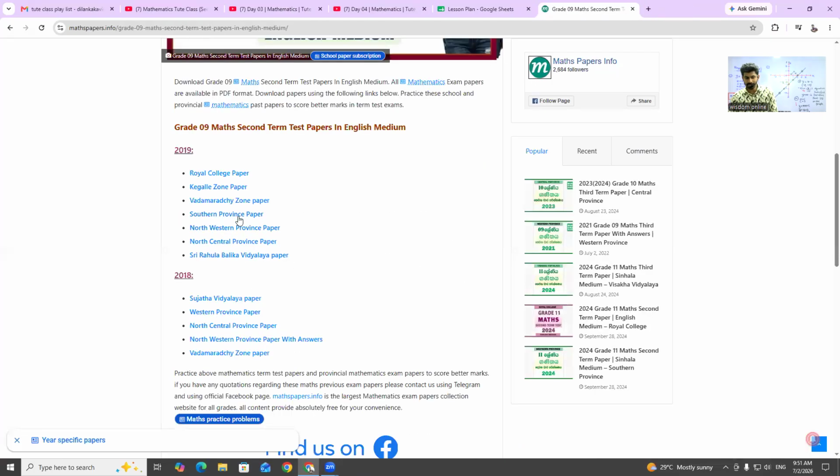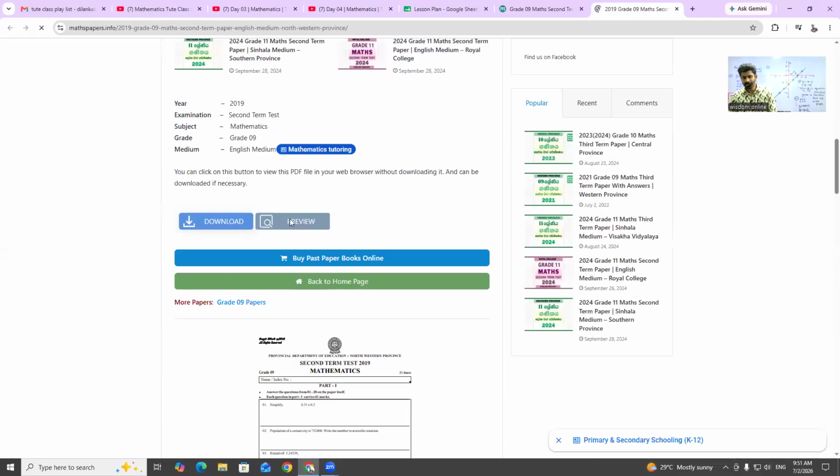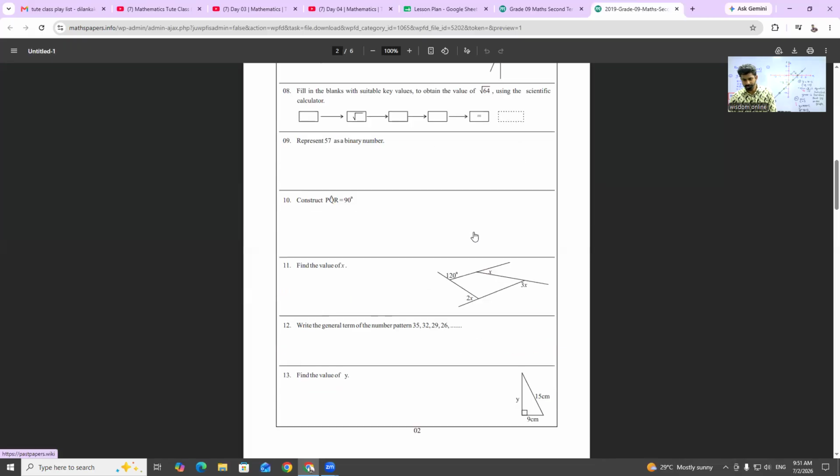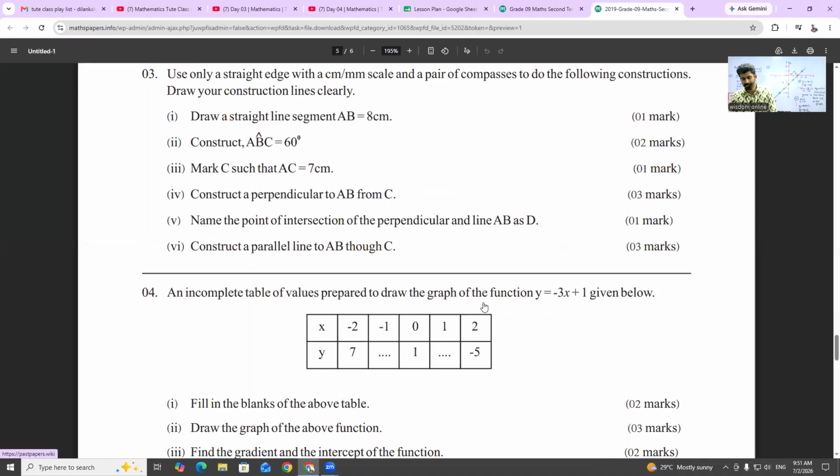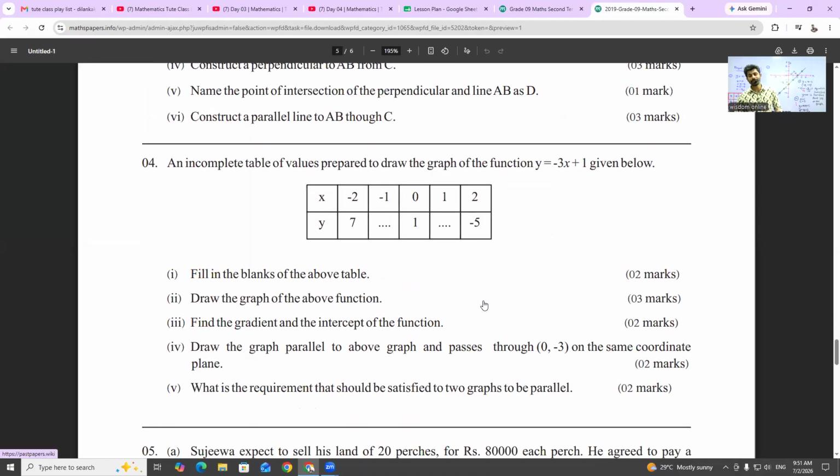Okay, let's quickly move to Northwestern Province. 2019 Northwestern Province paper. Graph, there is a nice graph. Y equals minus 3x plus 1. Try to complete that one by yourself. Hurry up.